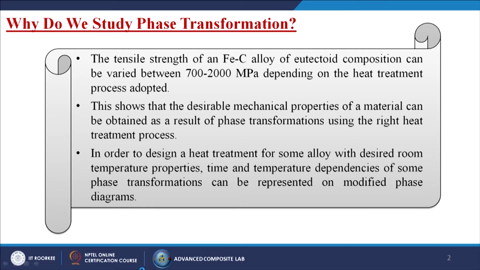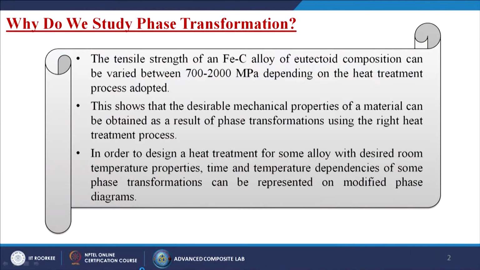That means suppose I have one material, I supply heat to that material and the material changes, or segregates from one phase to another phase, and it gives you better mechanical properties. This shows the desirable mechanical properties of materials can be obtained as a result of phase transformations using the right heat treatment process. Yes, of course, it should be the proper one. It does not mean that every time I can give some heat or cool down the material and it will give the desired properties.